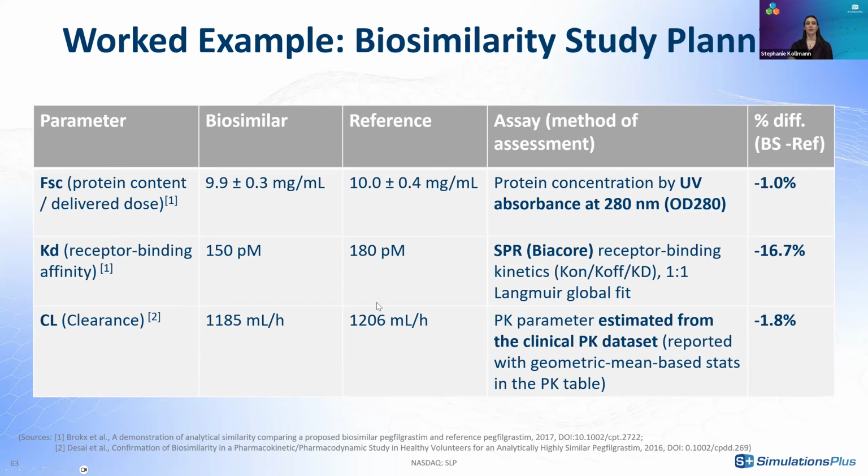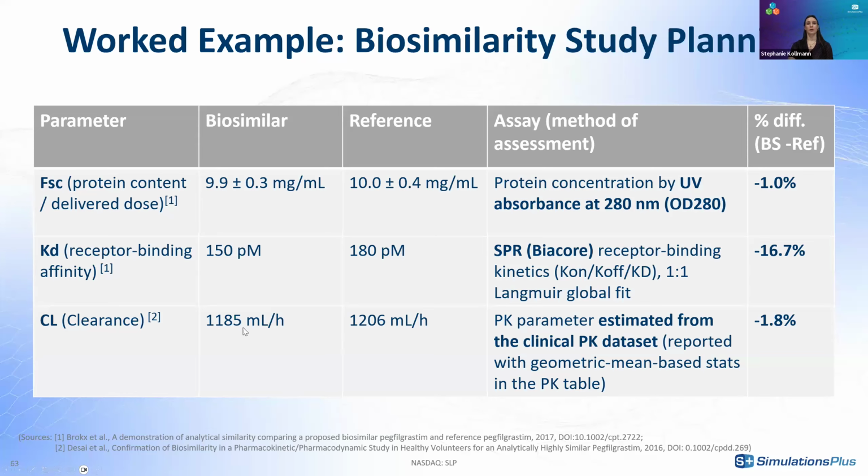For binding receptor affinity, they use surface plasmon resonance to estimate K on, K off, and KD. And the reported KD is 150 picomole per liter for the biosimilar versus 180 picomole per liter for the reference, giving a difference of minus 16.7%.